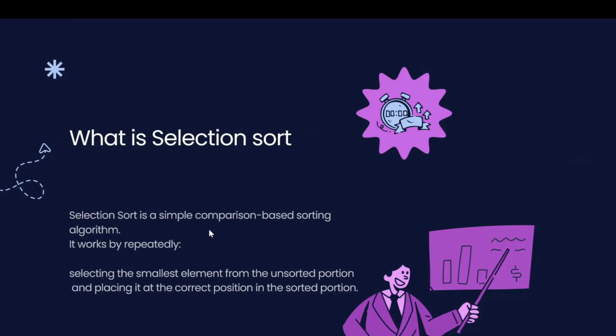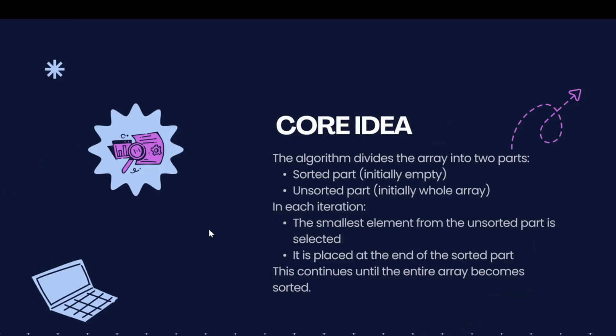Selection sort is a simple comparison based sorting algorithm and it works by selecting the smallest element from the unsorted portion and placing it at the correct position of the sorted portion. So basically what we will do, we'll divide the array into two parts. One is the sorted part, another is the unsorted part.